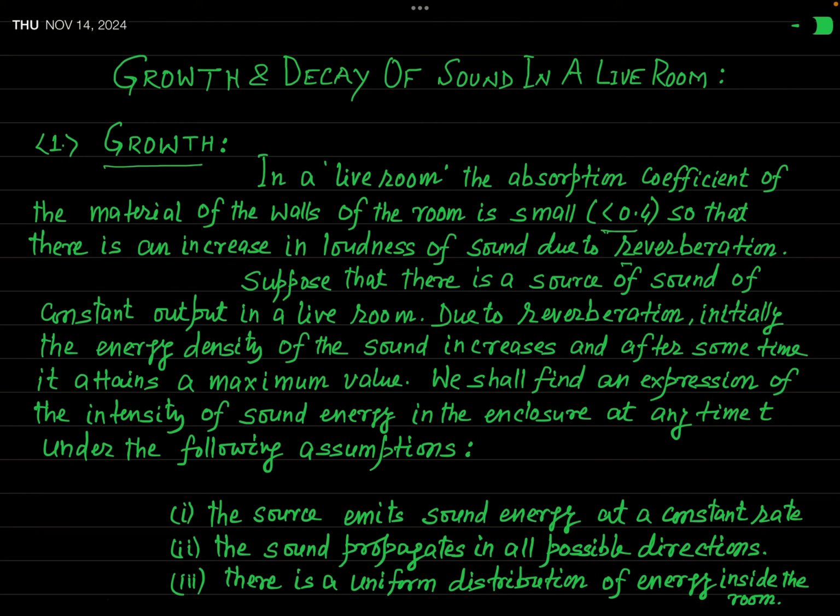Now, suppose that there is a source of sound which produces a constant output. It means its output power is constant. Let us say this is of 40 watt, this is of 100 watt, this is of 200 watt. So its output power is constant. Now when this source produces sound waves, then due to reverberation, initially the energy density of the sound will increase, and after some time it is found that the energy density attains a maximum value which does not change with time. It means a steady state will be reached when the energy density in the room becomes constant.